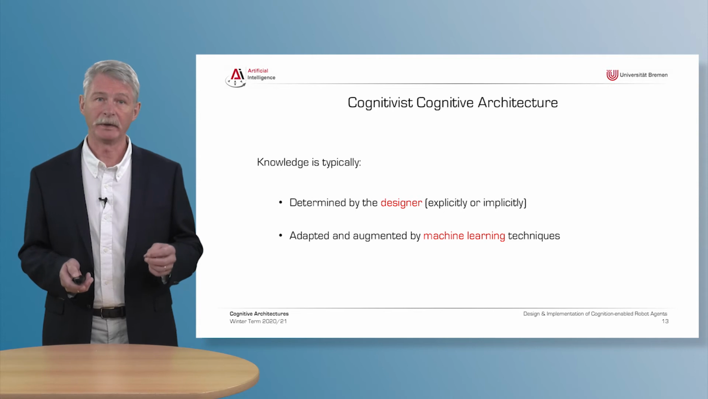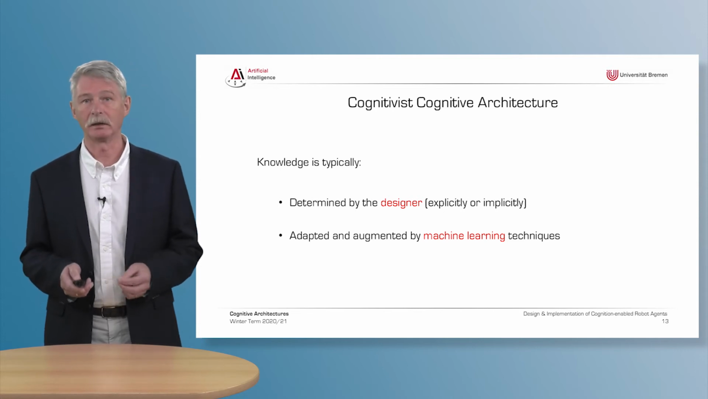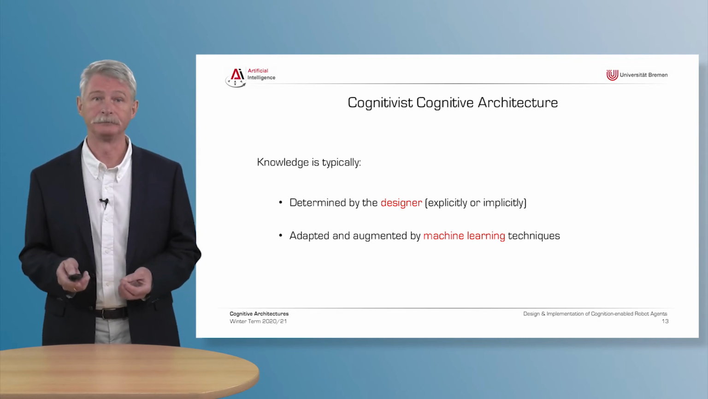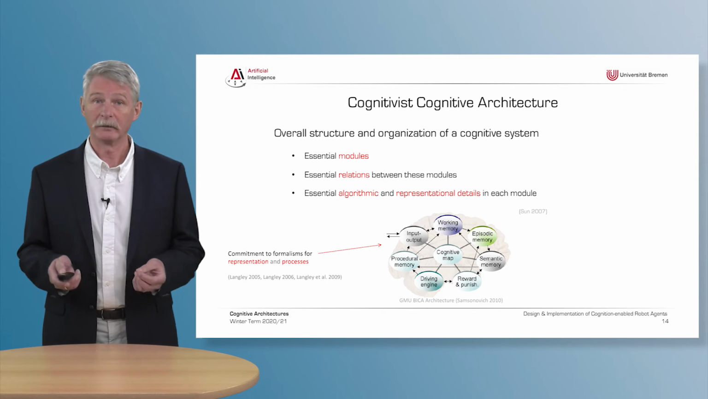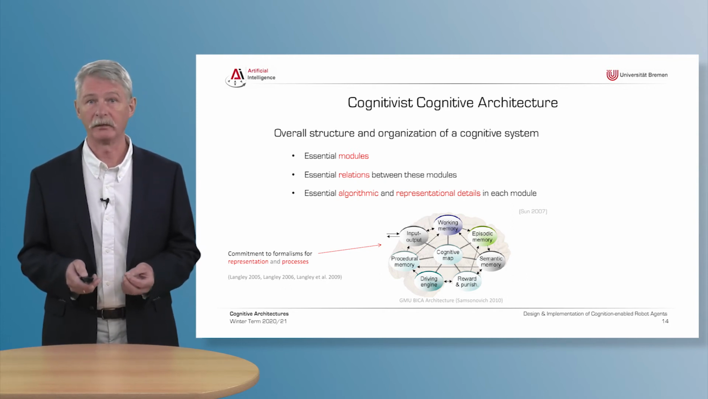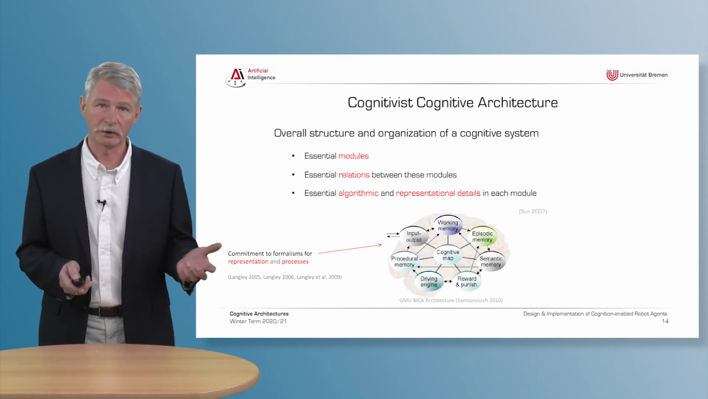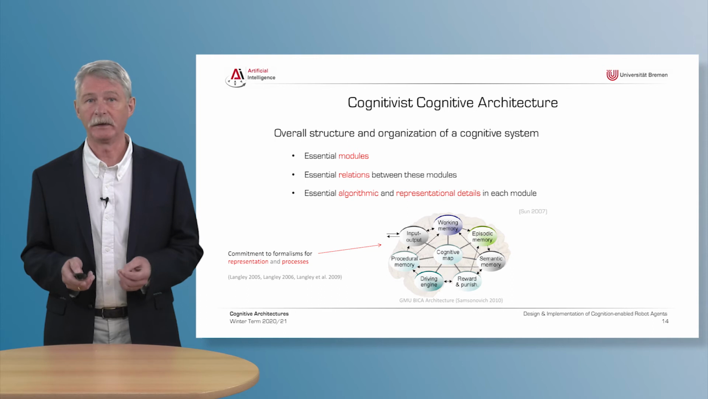The knowledge is typically provided by the person who designs the cognitive system. Increasingly, the cognitive system acquires knowledge on its own through learning. Cognitive architectures are often depicted as diagrams showing how the various modules are connected. However, a cognitive architecture must also identify what formalisms, or computational theories, provide the foundation of its representations and the processes that operate on those representations.